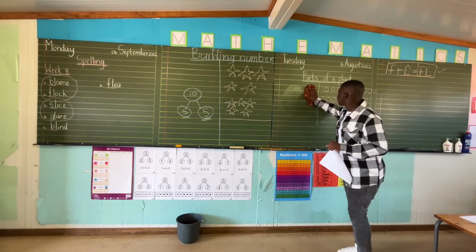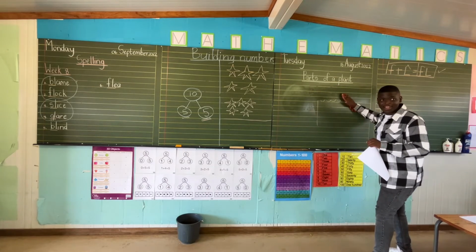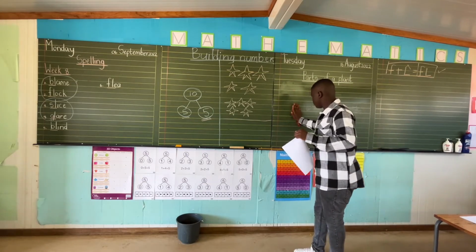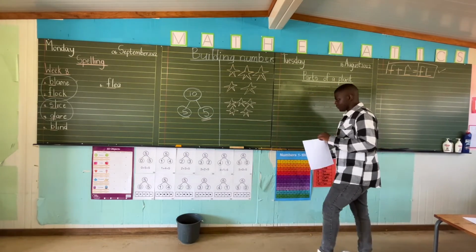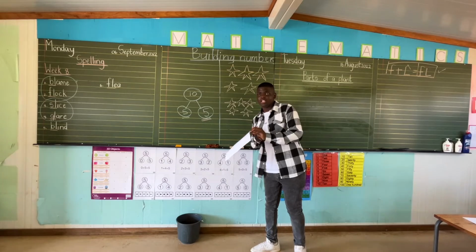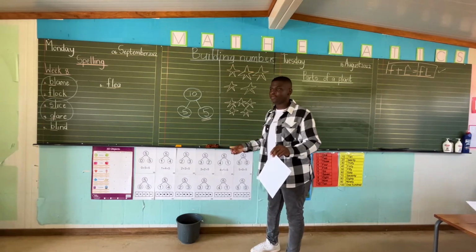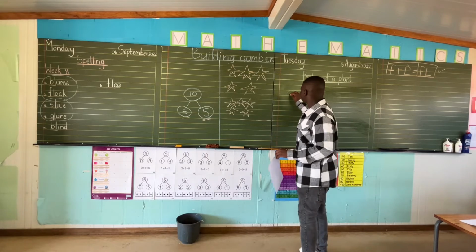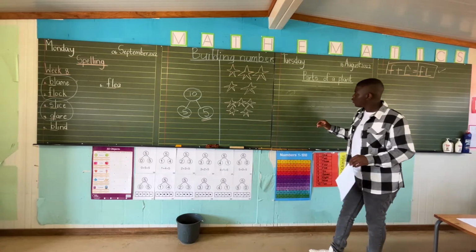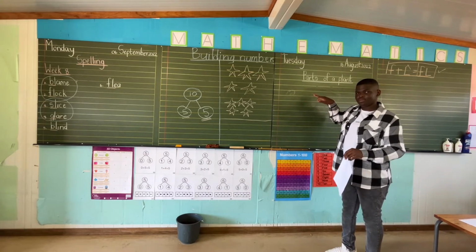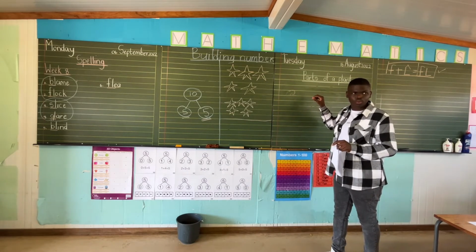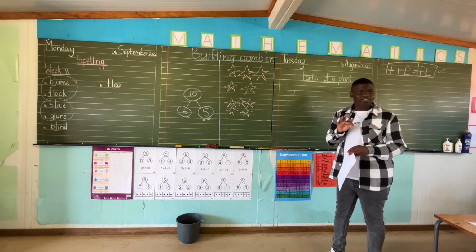Okay. So now, we'll make it a bit harder. This one we'll do now. Let's say we have 2. We have our 2 here. What number comes after 2? Yes. We have 3 after 2.